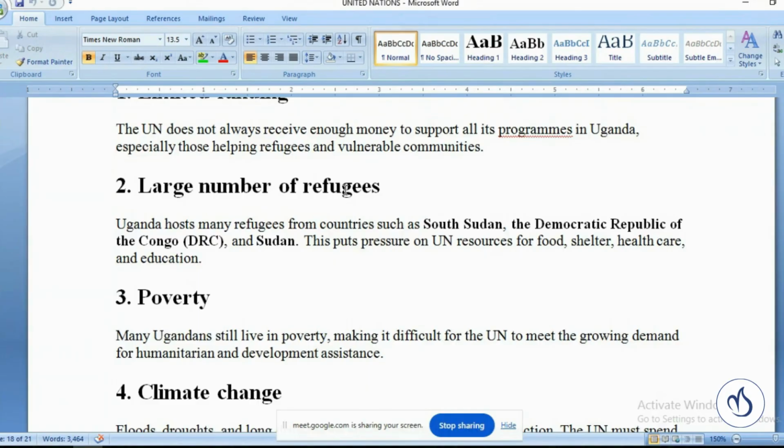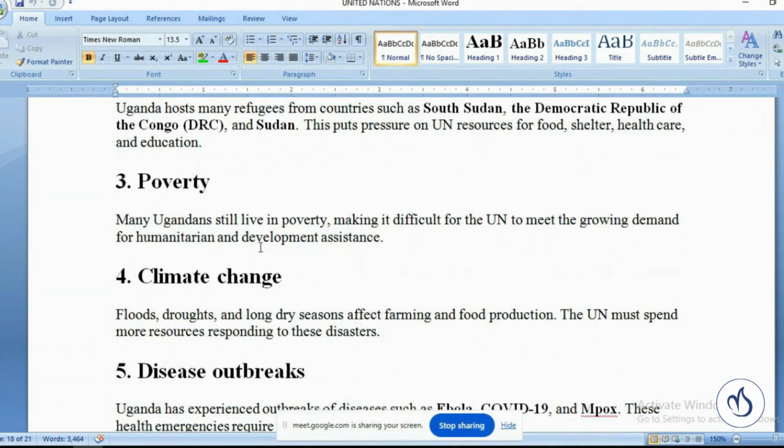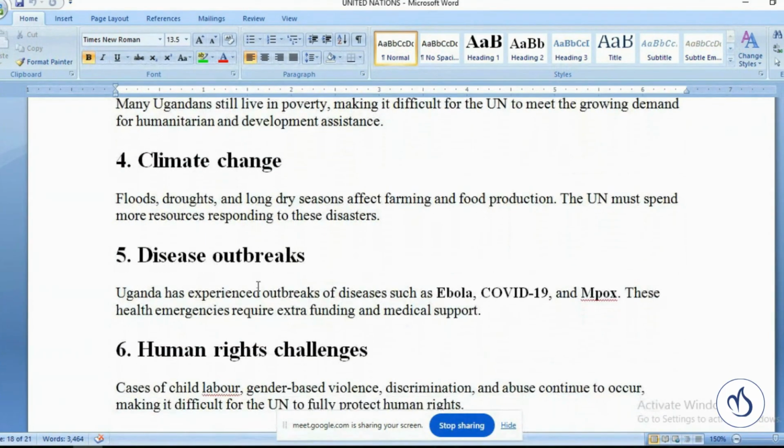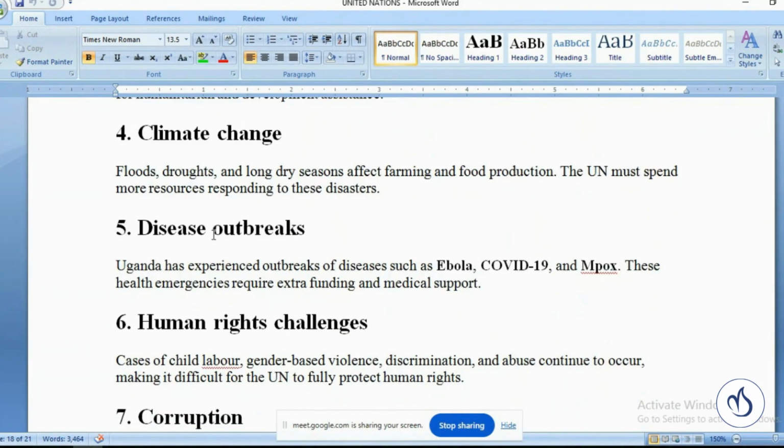Another problem faced by the UN is poverty. Many Ugandans still live in poverty, making it difficult for the UN to meet the growing demand of humanitarian and development assistance. The problem of poverty will take long to be solved. So it's still a problem.